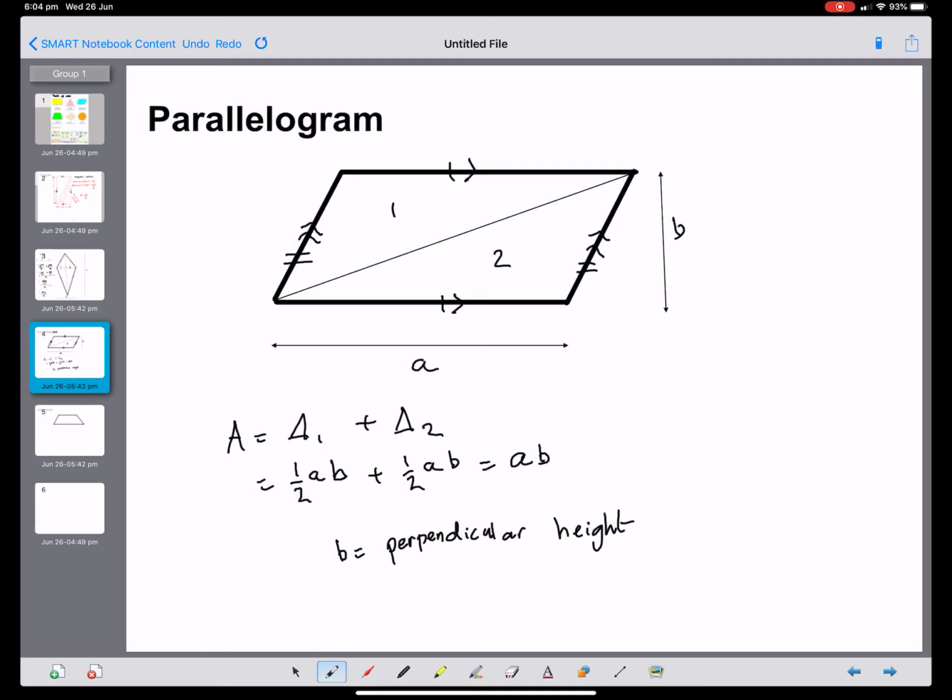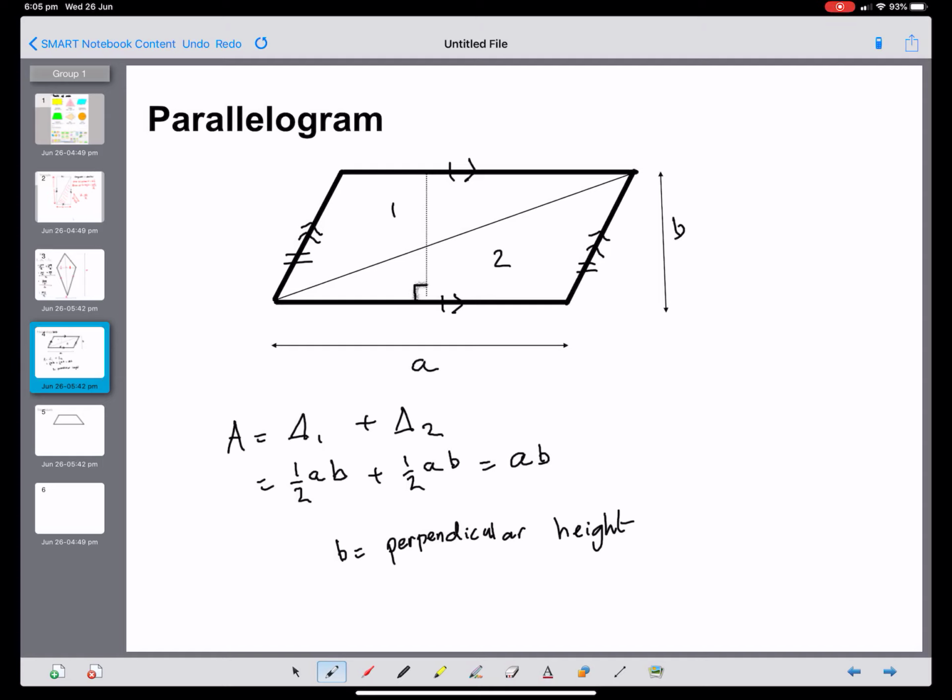Okay, so perpendicular means at right angles. So if we were to drop a perpendicular line down here, that will cut at 90 degrees.